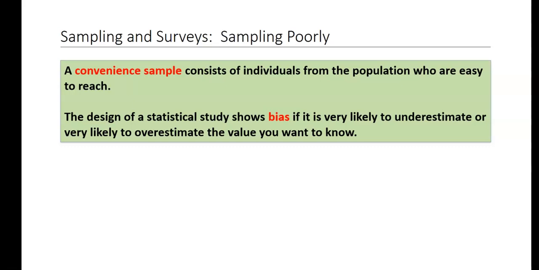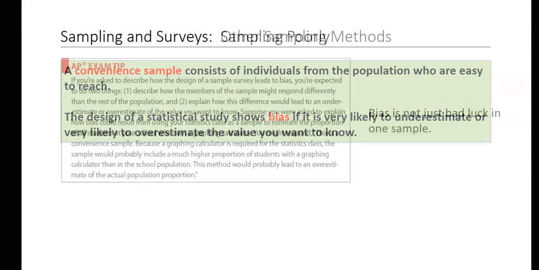Asking your friends questions instead of going out randomly and asking people. That's a convenience sample. The design of this study shows bias. It is very likely to underestimate or overestimate the value you truly want to know, because if you're finding a group that's kind of just hanging out together, it's very possible they're similar minded and they're not going to be representative of the population. So it will most likely contain quite a bit of bias.